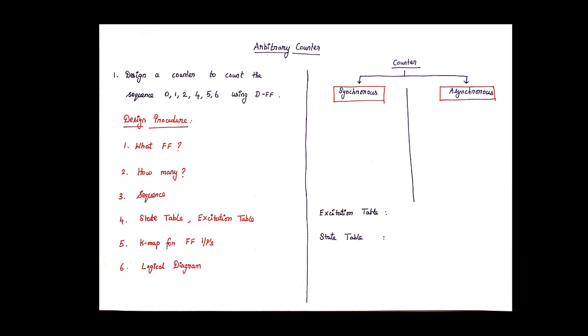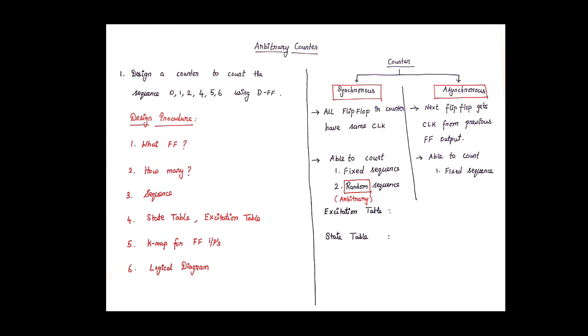Two types of counter are possible: synchronous counter and asynchronous counter. What is a synchronous counter and an asynchronous counter? If all the flip-flops in the counter share the same clock pulse, then it is called a synchronous counter. If that is not the case, and the output of the previous flip-flop is connected as the clock for the next flip-flop, then it is called an asynchronous counter.